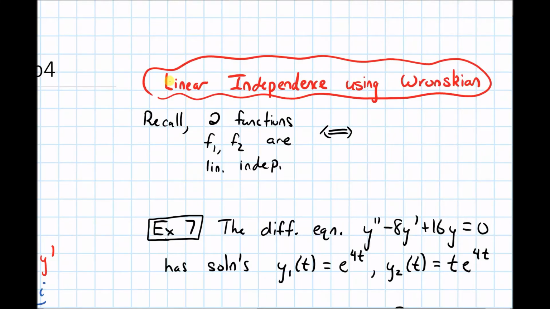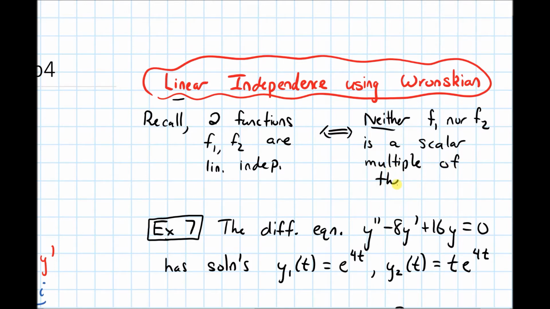In this video, we're going to talk about linear independence of functions using something called the Wronskian. So recall that two functions, f1 and f2, are linearly independent if and only if neither one of them is a multiple of the other. So I'll say neither f1 nor f2 is a scalar multiple of the other. All right.